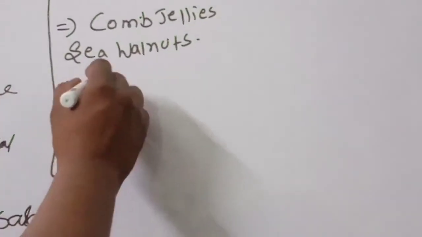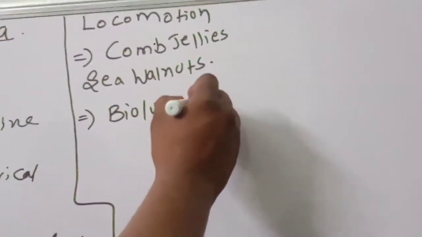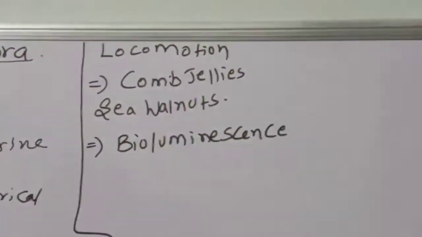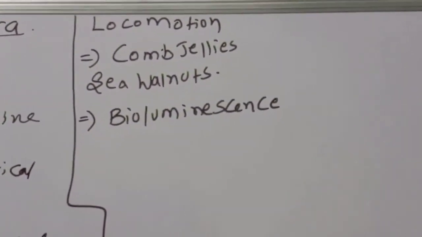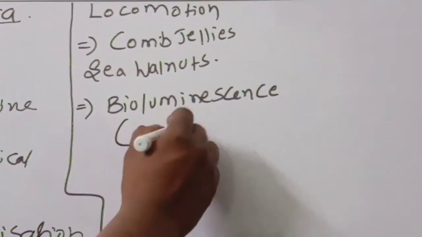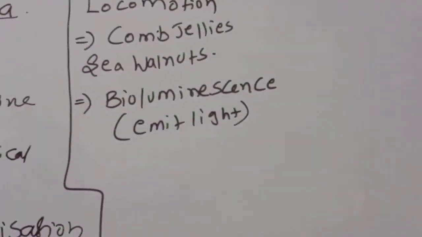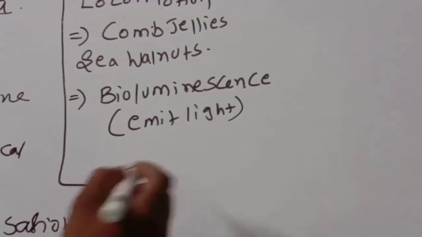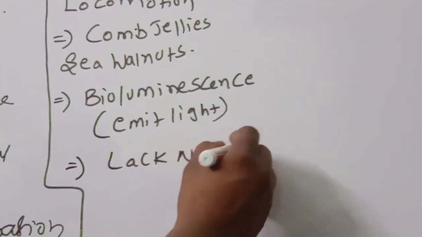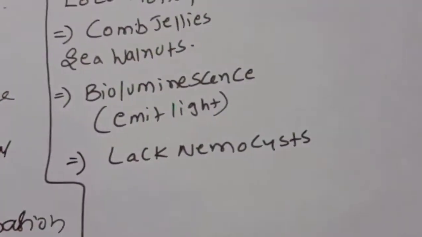And the most important thing is they can perform bioluminescence. What is the meaning of bioluminescence? They will emit light. This point you should remember. So Ctenophora's special character is that they emit light. Next one, they lack nematocysts. This is also important.